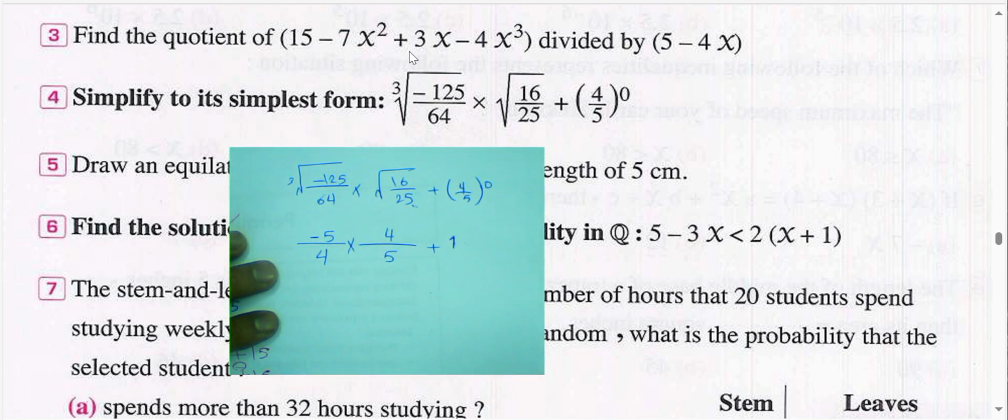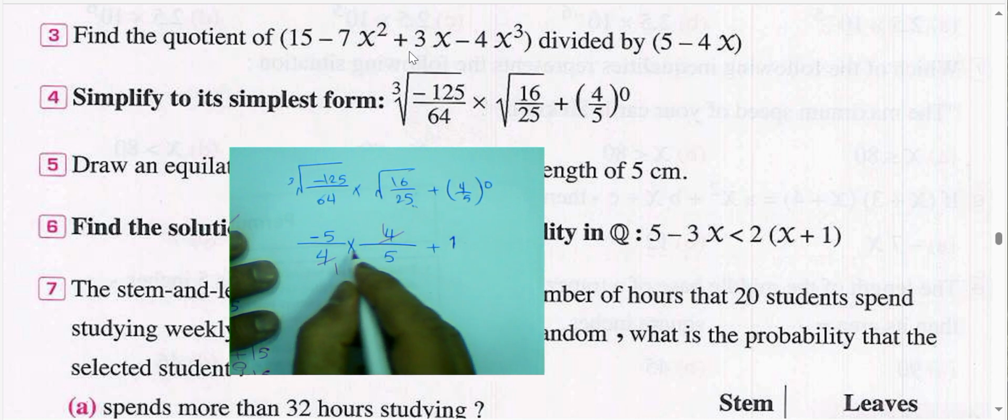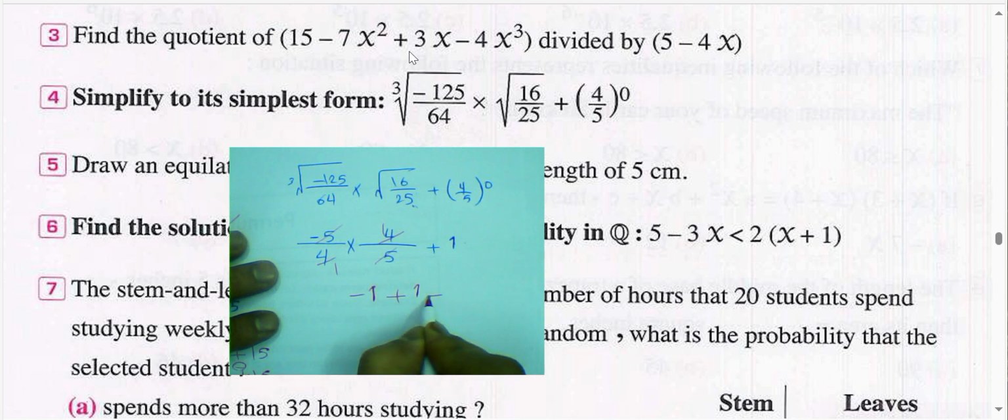And then 4 divided by 4 equals 1, and negative 5 divided by 5 will be negative 1. Negative 1 plus 1, the result here will be equal to 0. Okay? In the simplest form.